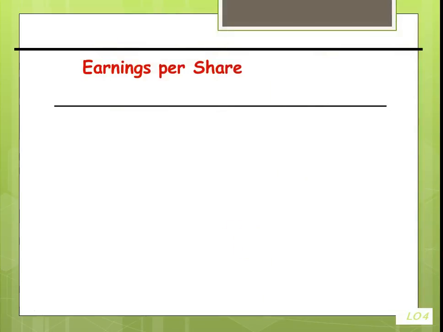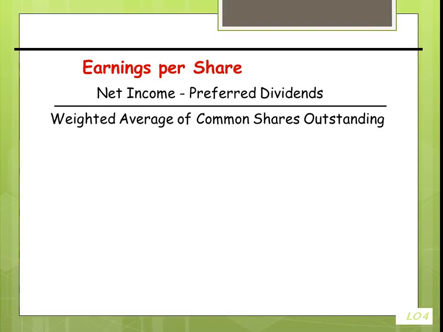First, earnings per share. We're going to take the net income minus any preferred dividends, and we're going to divide by the weighted average of common shares outstanding. Now, we cover this more further on in the text, but in this particular case, we're just doing a basic calculation. We're not going to figure out how to do a weighted average. We'll cover that later.